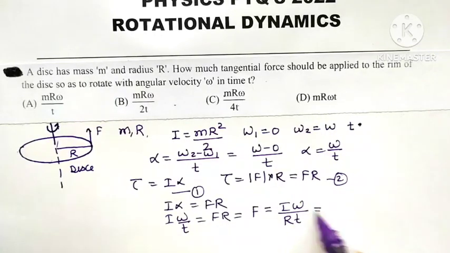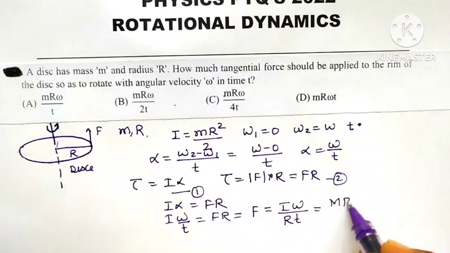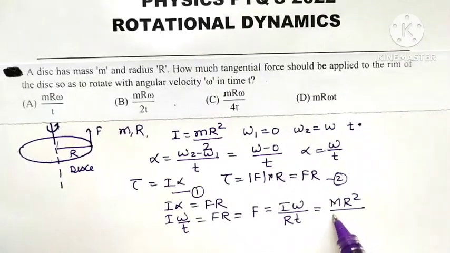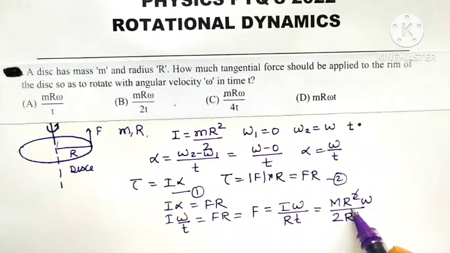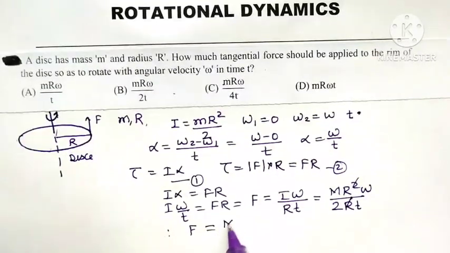But moment of inertia is mr square divided by 2. R into T as it is, and omega as it is. So one r gets cancelled with r, therefore we have that the tangential force applied is equal to mr omega divided by 2t.